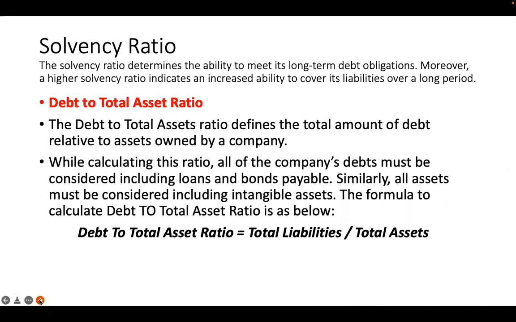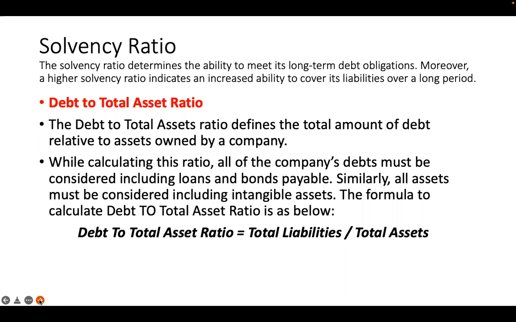Finally, this is the solvency ratio. The solvency ratio determines the ability to meet long-term debt obligations. So there are certain long-term debt obligations a company has. This solvency ratio would help us to determine those long-term obligations, and a higher solvency ratio indicates an increased ability to cover its liabilities over a long period. So if the solvency ratio of a company is high, it means that company can cover its long-term liabilities.